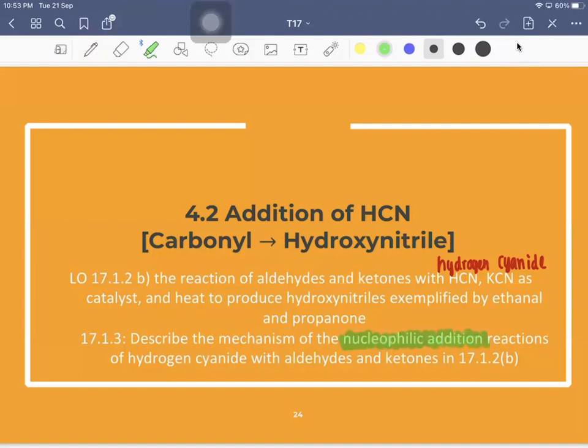So far, you have come across electrophilic addition of alkenes, nucleophilic substitution of halogenoalkanes, and now nucleophilic addition. Okay, so this is something new for you. Okay.